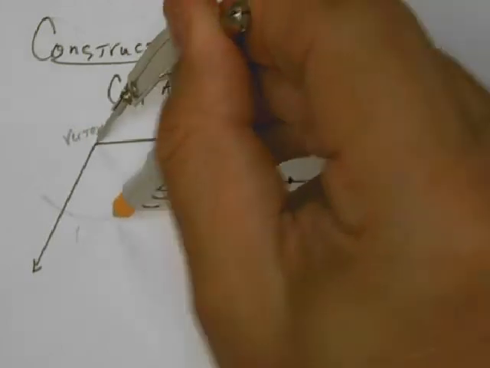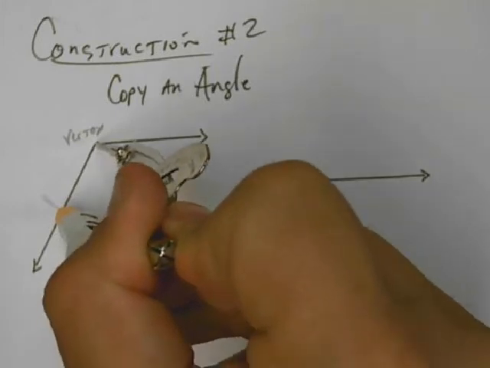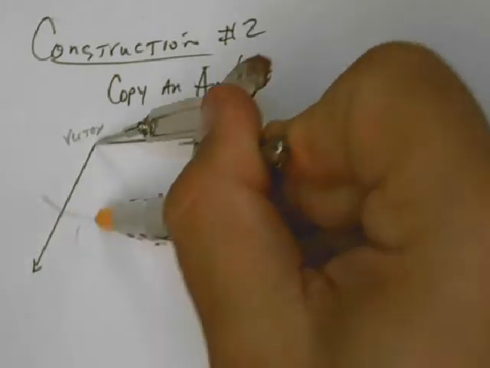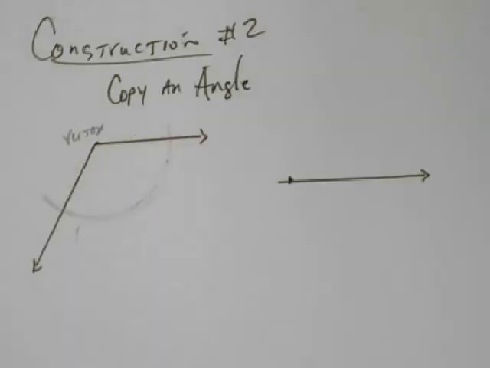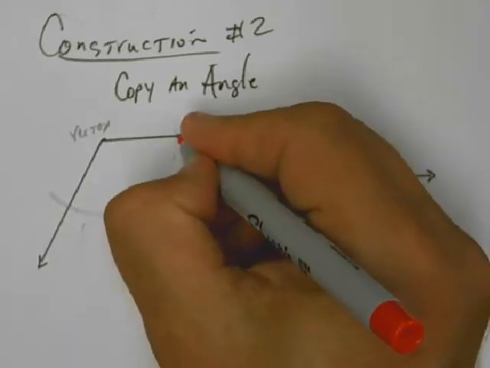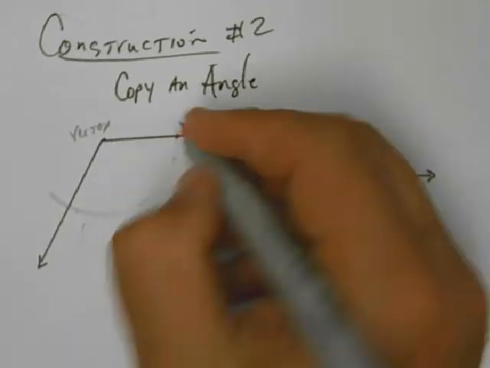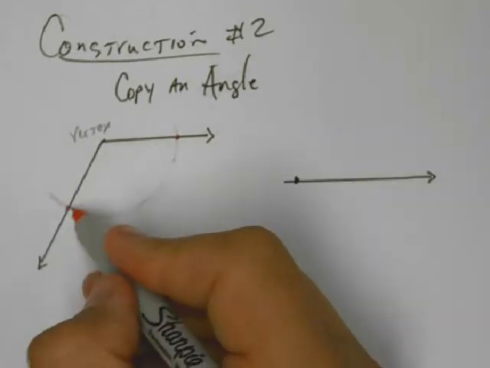Don't move the paper. I've seen people move the paper. I want a big arc that connects the rays. Can you guys see that okay? Now, I'm going to use a different color so you guys can see it, but I want to put a point at the intersection of the arc and the ray, and a point at the intersection of the arc and the other ray, right there.